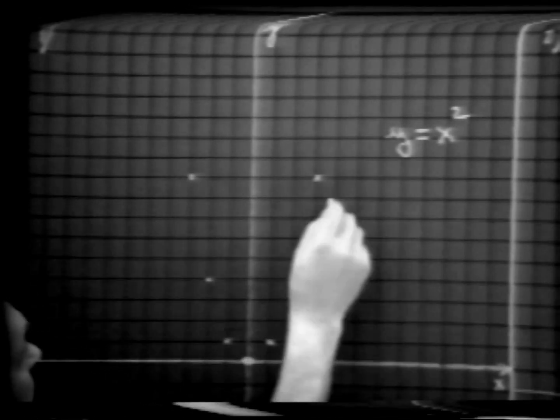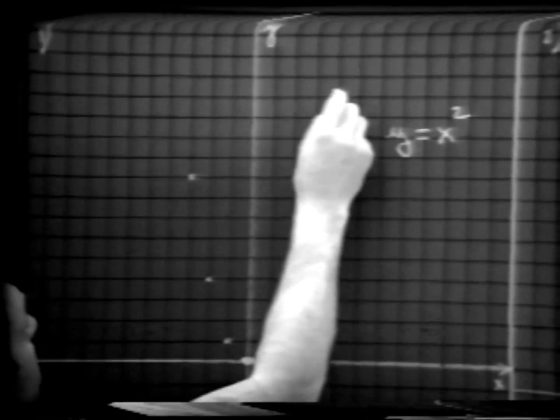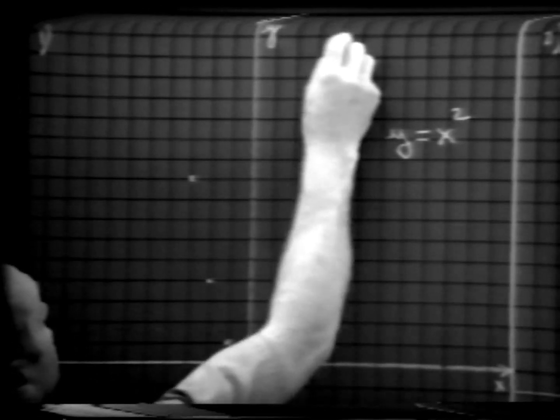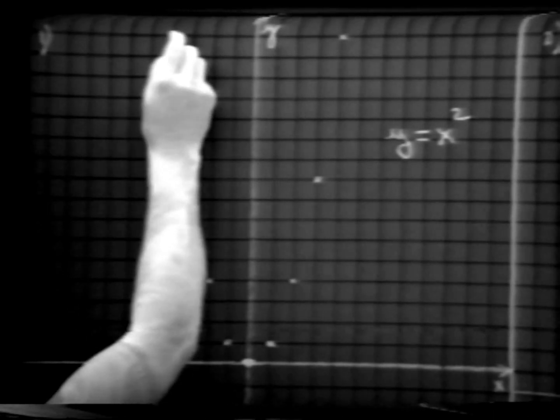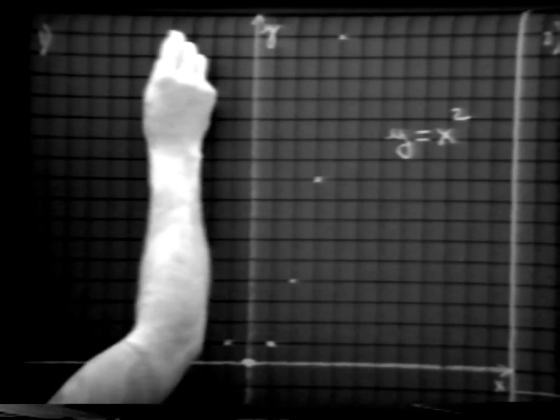That's 4, 5, 6, 7, 8, 9. All right. If x is negative 3, y must be 9. Is that right? If x is, say, 4, y must be 16. There's 9, 10, 11, 12, 13, 14, 15, 16. All right? And in fact, if x is negative 4, y must be what?